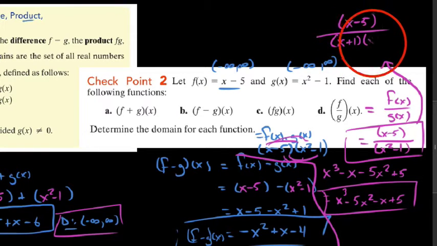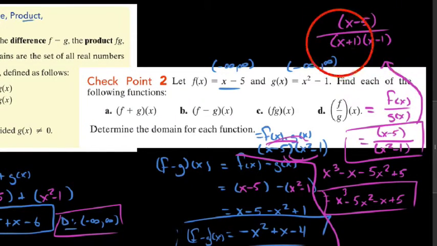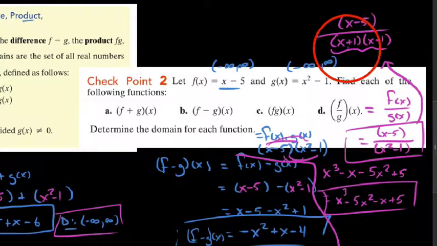Now, I want to comment on this. Nothing cancels on top and bottom, but that doesn't mean that it won't. So we need to check for common factors. And also, we said that the domain of this would be restricted. It couldn't allow us to have 0 in the denominator. We can't allow ourselves to do this.